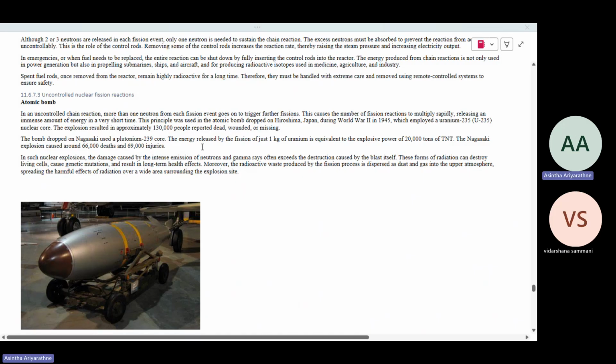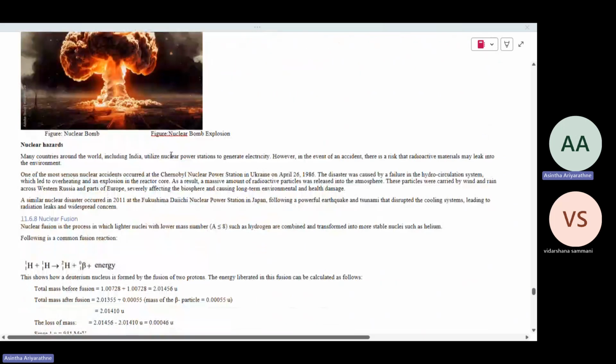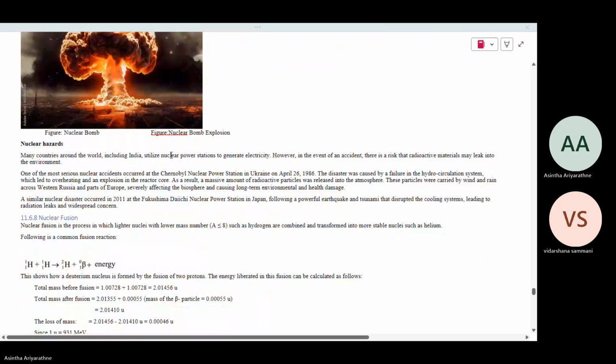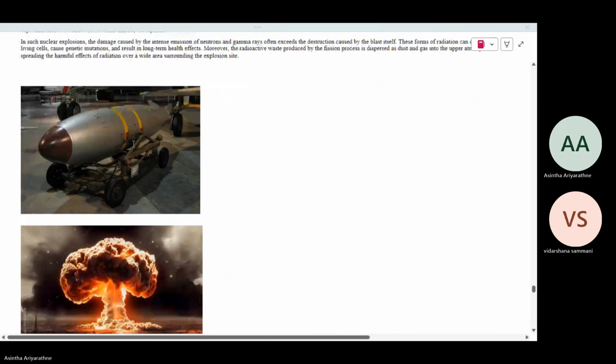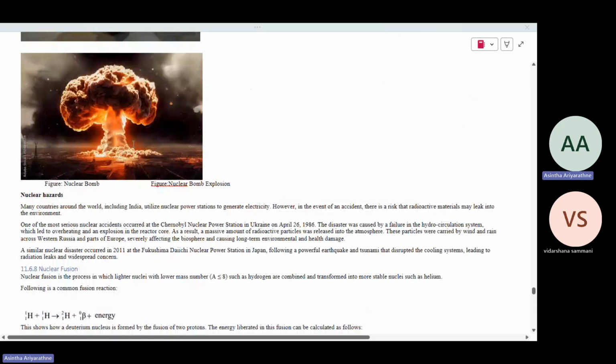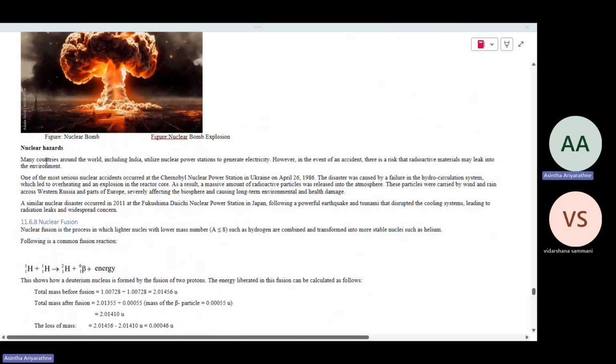Right? It is said that approximately 130,000 people were killed by one single bomb. So, a huge disaster. So that is the bad side of nuclear reactions. Right? Another nuclear hazard that happened is Chernobyl.